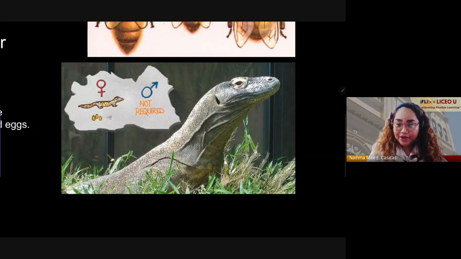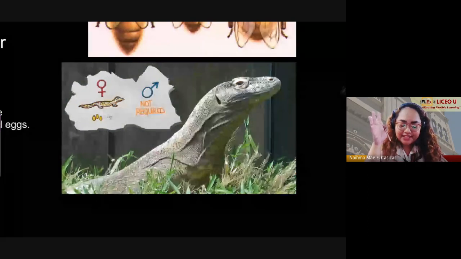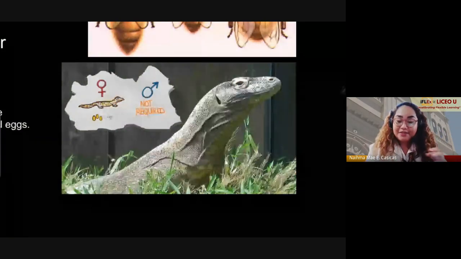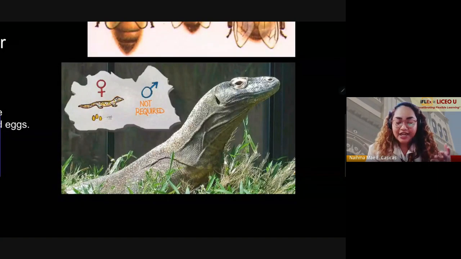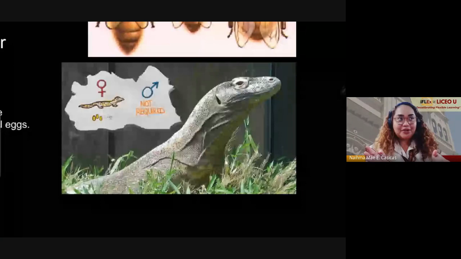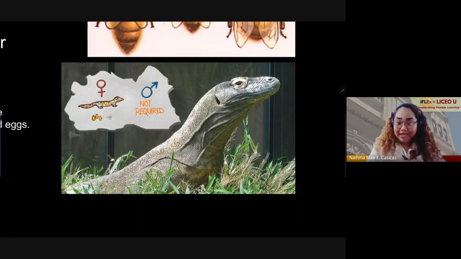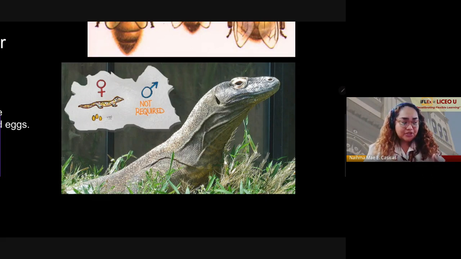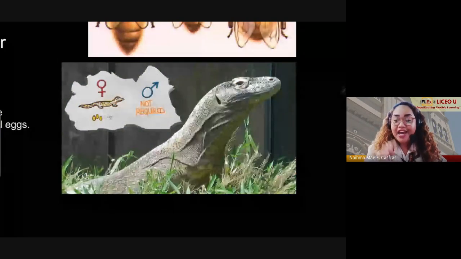So they actually discovered that these Komodo dragons can reproduce on their own, female Komodo dragons, that is, because it has been postulated that maybe a long time ago they had a shortage of male Komodo dragons, and for these large lizards to persist and let their species survive, they had to evolve. And that evolution actually is parthenogenesis.